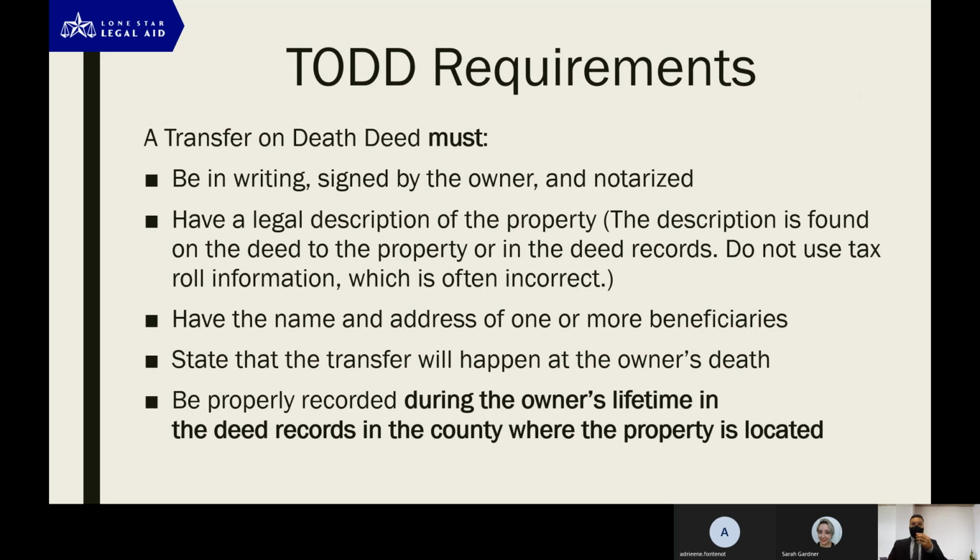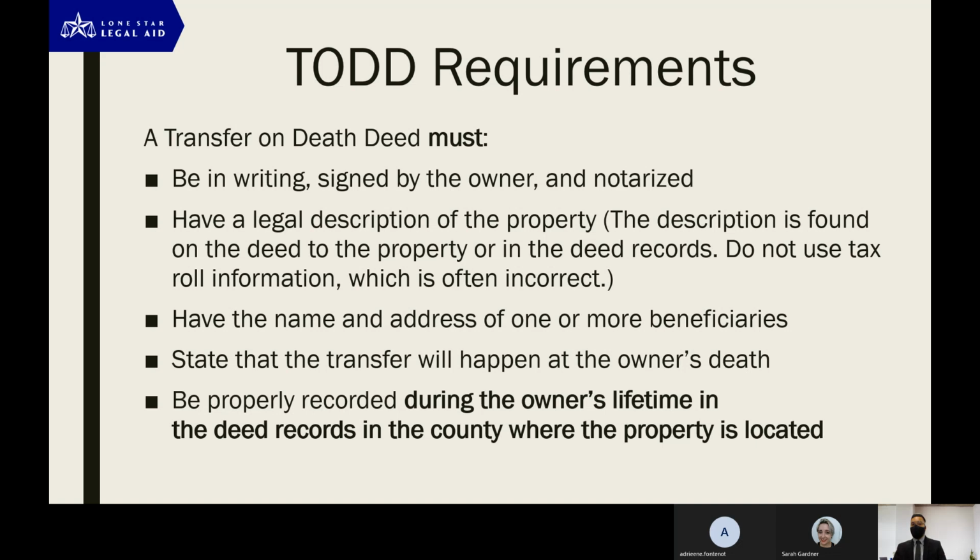All right, so this sounds great. My family members will get to avoid probate. I'll get to keep my house while I'm here. Gives everybody fewer things to worry about. How do I create what's required of a TOD? So it has to be in writing, signed by the owner and notarized. It has to have a legal description of the property, and you can find this on the deed to the property or in the deed records.